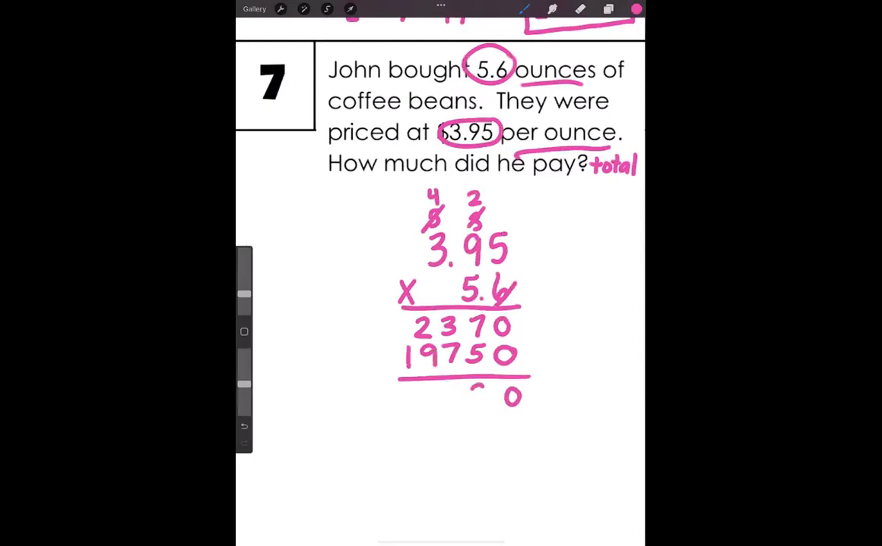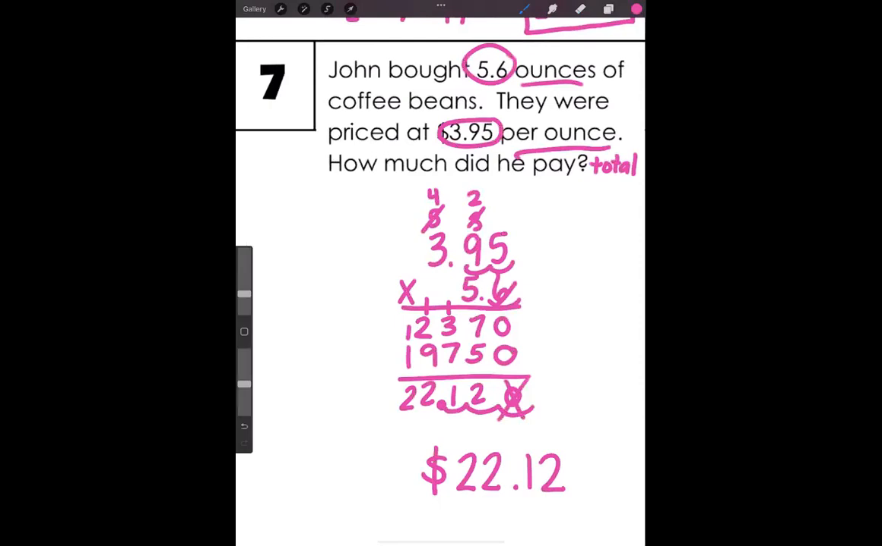When I add these together, I get this, but we have to remember to put our decimal point. So we have 1, 2, 3 decimal places in the problem. So we need 1, 2, 3 in the answer. That doesn't look like money, but we don't need this 0 on the end. So when it asks us how much he paid, $22.12.